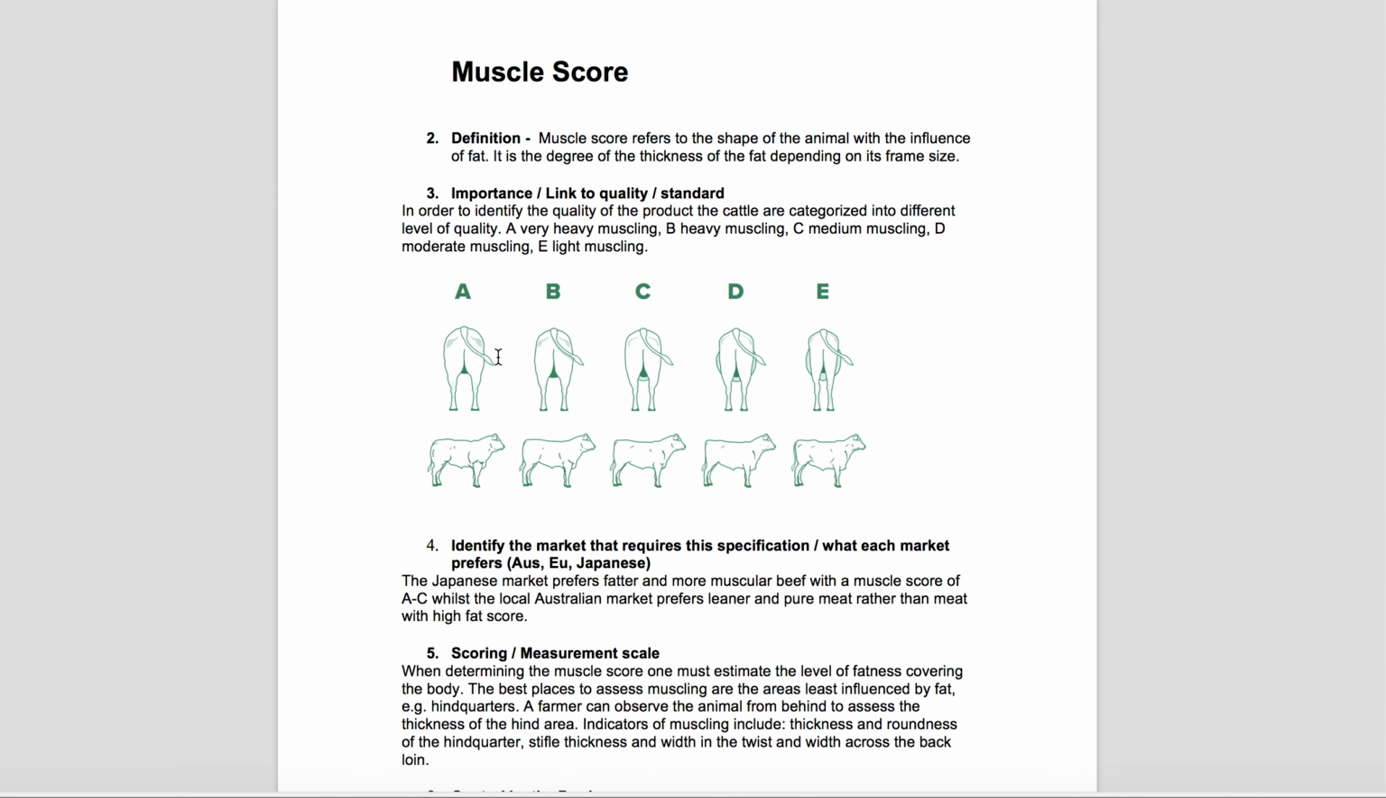So the muscle score here is just the amount of muscle the animal has on it. So you can see A is quite heavily muscled, and you can see that in the diagram here, and it moves all the way down to E being very little muscle. You can see almost the hip bones there, and it's just very little muscle.